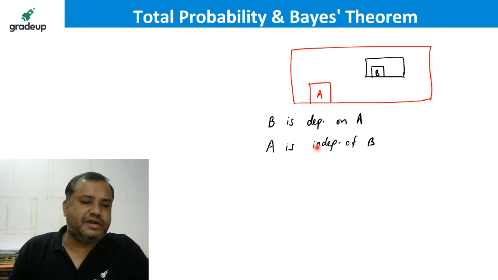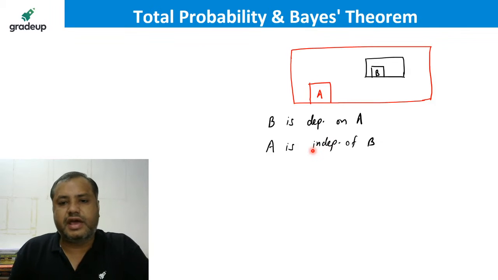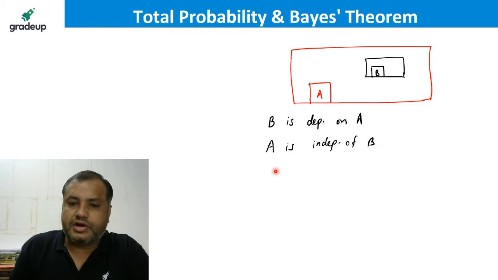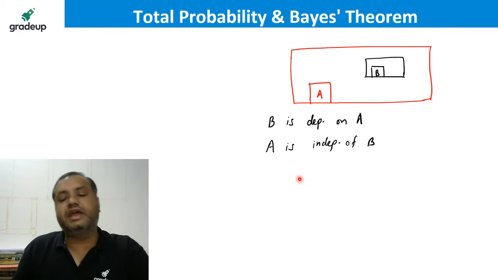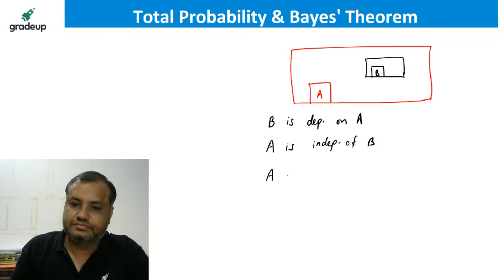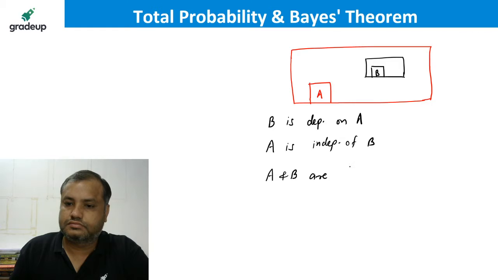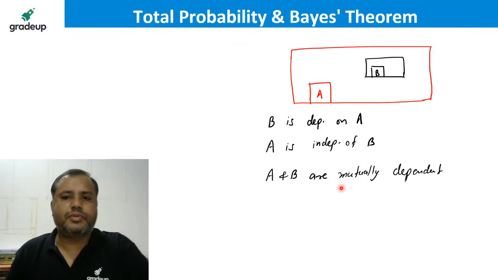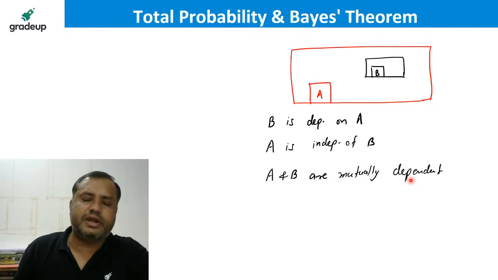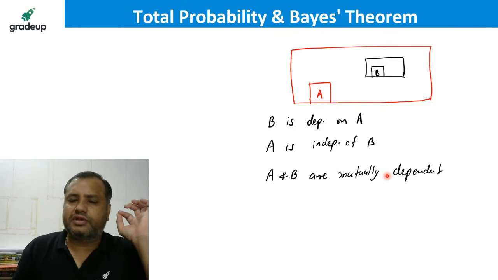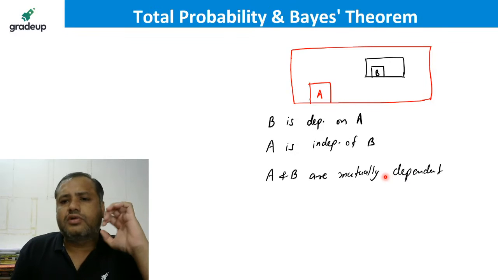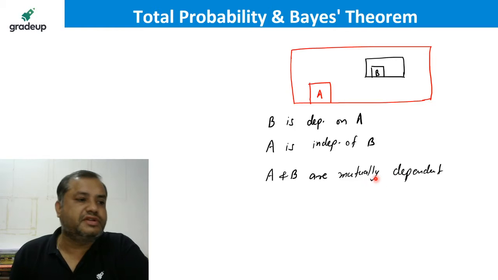Still, in the context of probability, we found that it is written everywhere that A and B are mutually dependent. In probability problems, this type of situation will be referred to as A and B are mutually dependent. So if somewhere you get this statement, A and B are mutually dependent, then it is your responsibility to read that question once or twice and take the inference that which event is dependent and which event is independent.